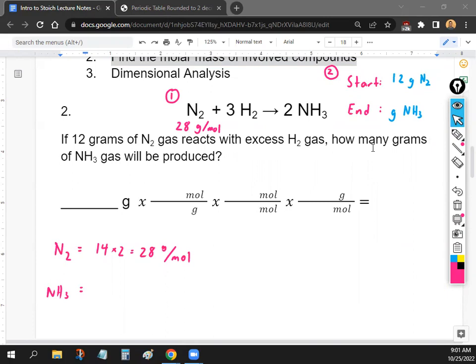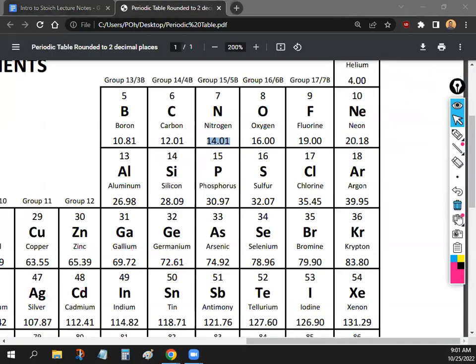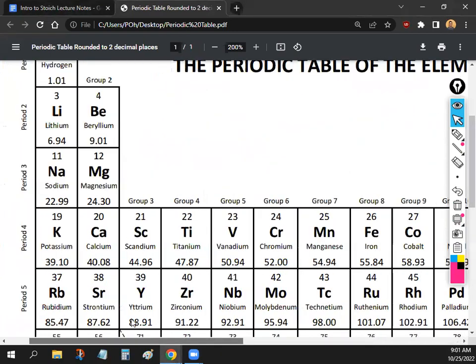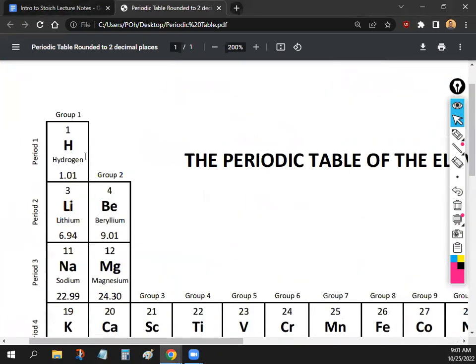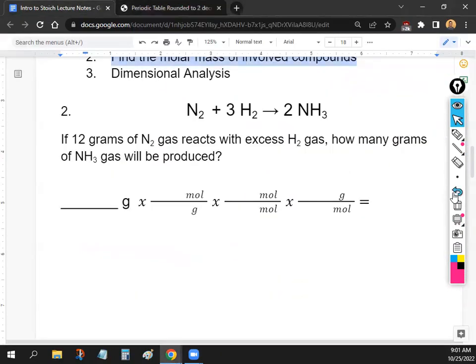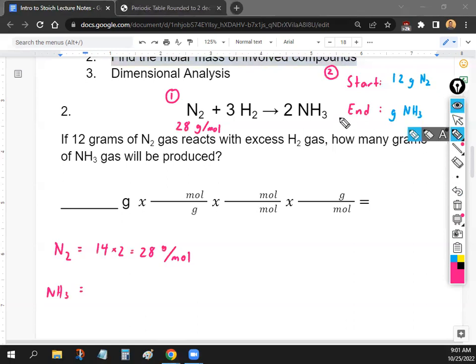Alrighty, guys. So let's go over the molar mass of NH3. So hopefully you should have noticed 1 nitrogen, 3 hydrogens. Nitrogen is 14. And so there are 3 hydrogens, which are 1 each. So 14 plus 3 gives you 17. Okay, so NH3 should be 17 grams per mole.